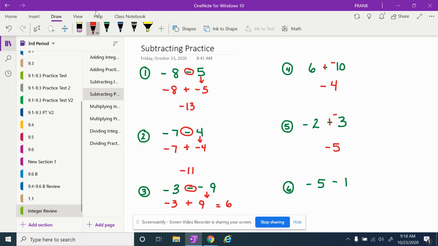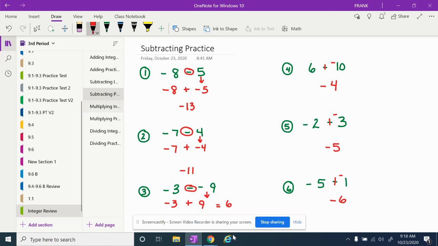And then the last one for subtraction, I've got negative 5 minus 1. Copy. I see subtraction. I change it to addition. And then I change the number behind it. Negative 5 plus negative 1. So negative 5 minus 1 is the same thing as negative 5 plus negative 1. They're all negatives. So my answer is negative 6.